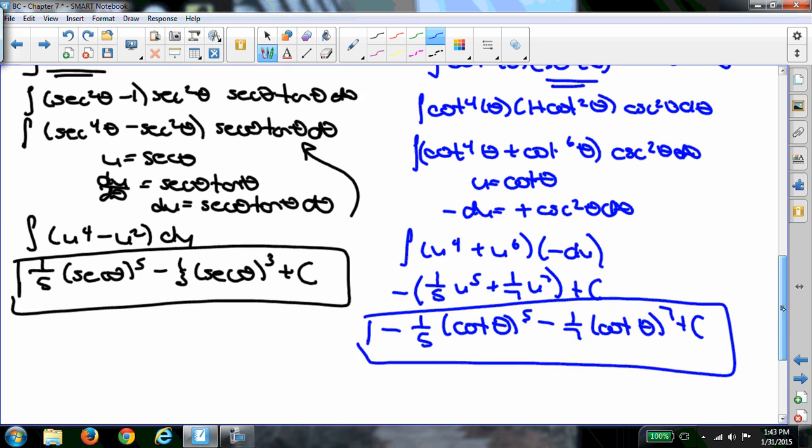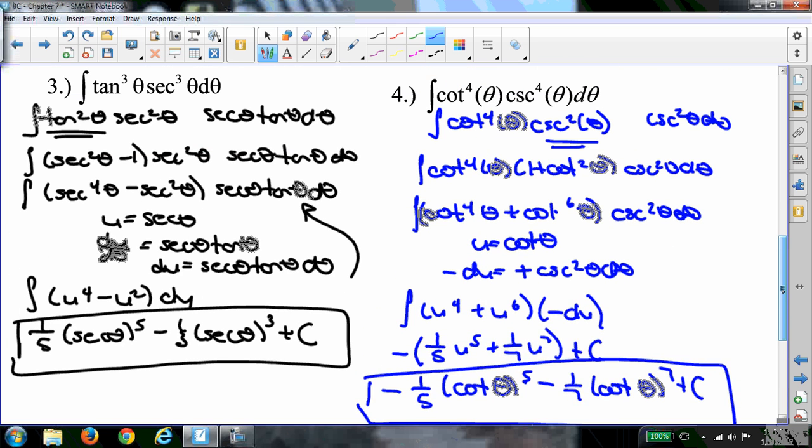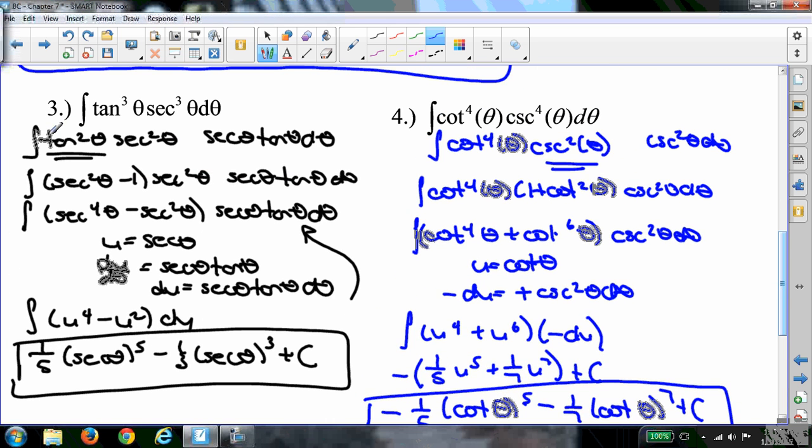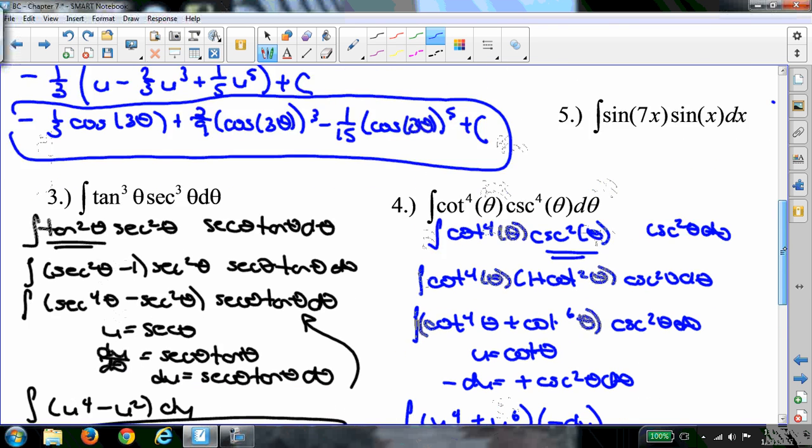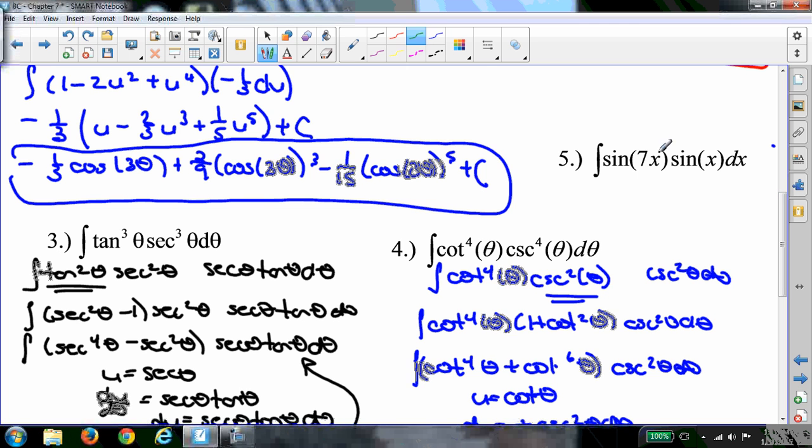I'm looking back up here. Tangent squared, secant squared, secant tangent, secant to the fourth minus secant squared. I think that's correct. Okay. Last one I'm going to do with our trig identities is this one here. Whoops. Let's try that again.